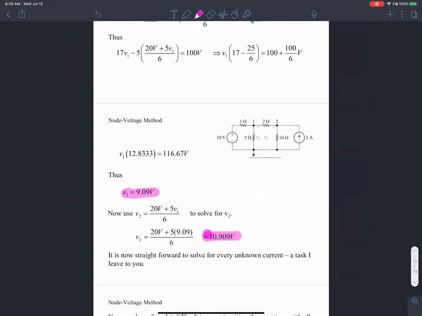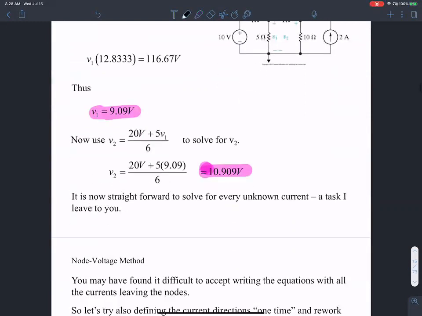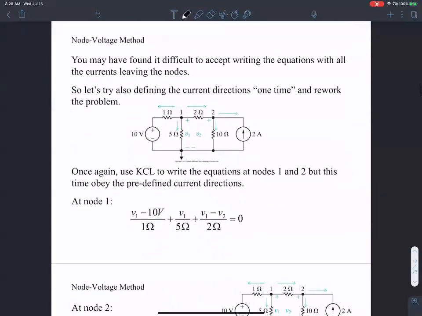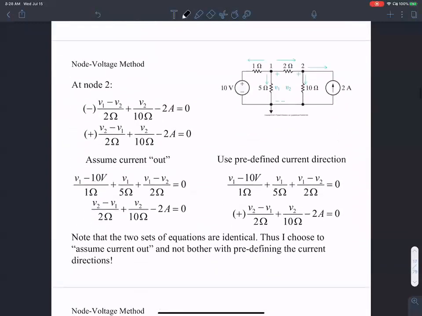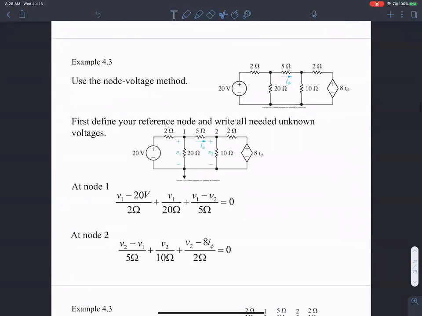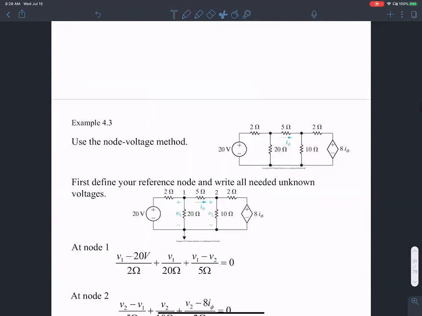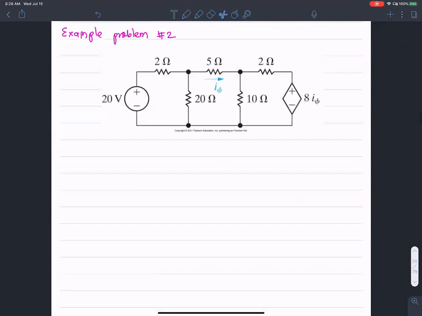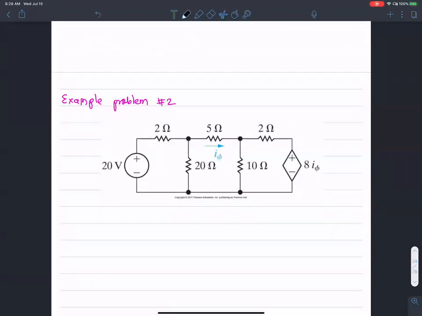Let's see if we can solve one more problem, using KCL, Kirchhoff's current law, or the node voltage method, applying KCL at each node. We'll do one more example. This time, I'm going to apply the node voltage method on a circuit that has dependent voltage sources. Something like this. I copied this figure here, and I'm going to show you the solution here. So example problem: solve for all node voltages and currents using the node voltage method.